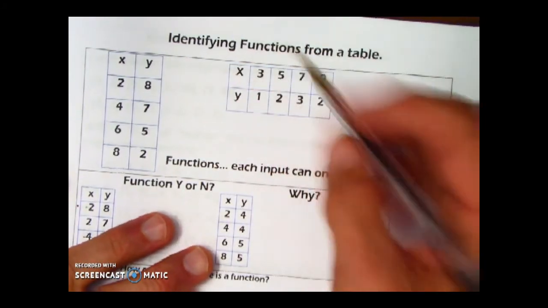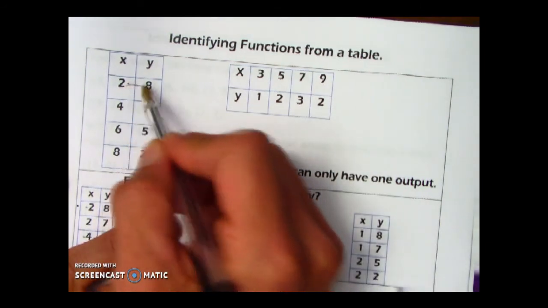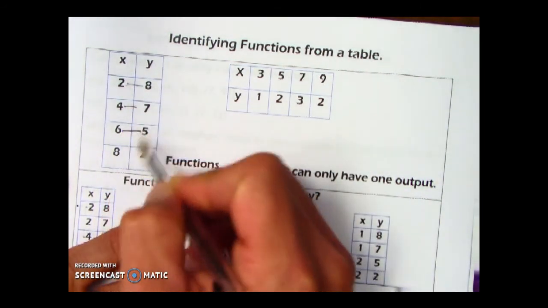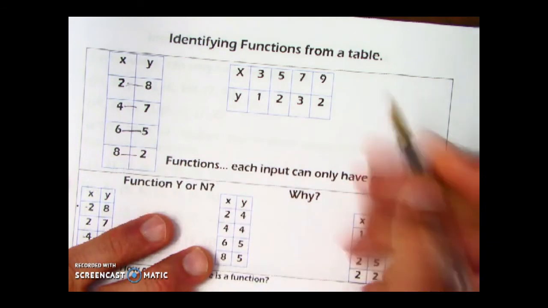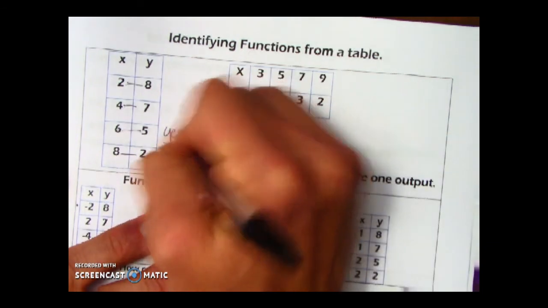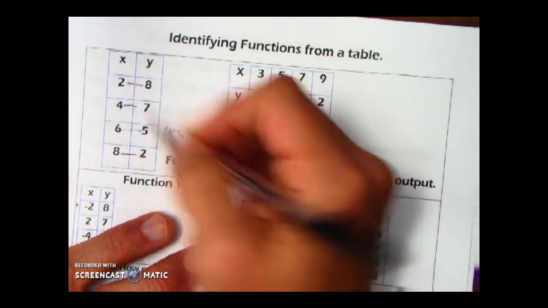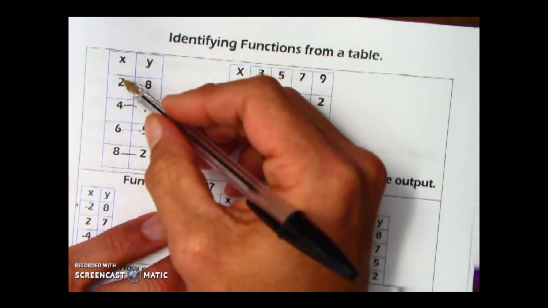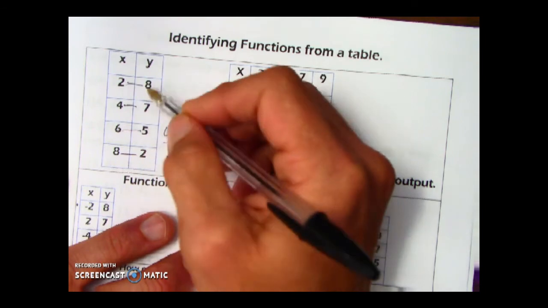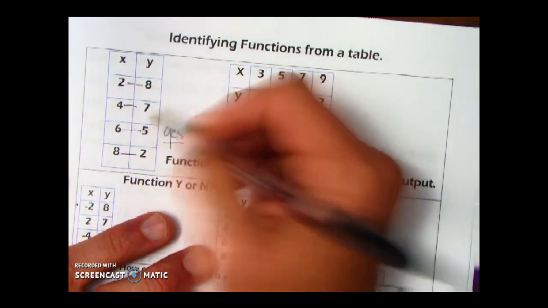Identifying functions from tables. So this x gives me 8, this 4 gives me 7, this 6 gives me 5, and this 8 gives me 2. That's a function. No x value gives me the same y value. These are all unique y values.